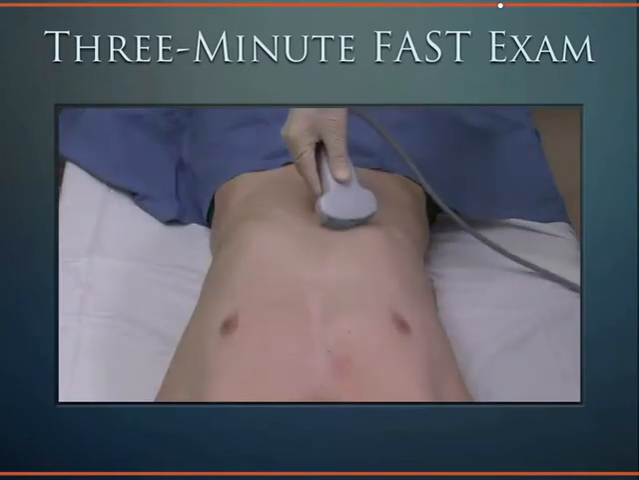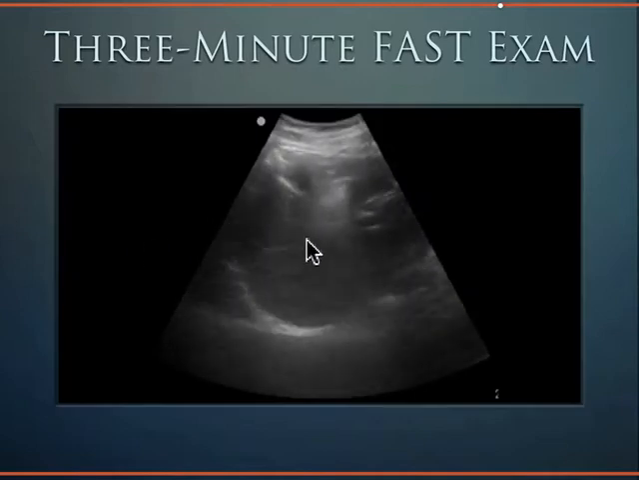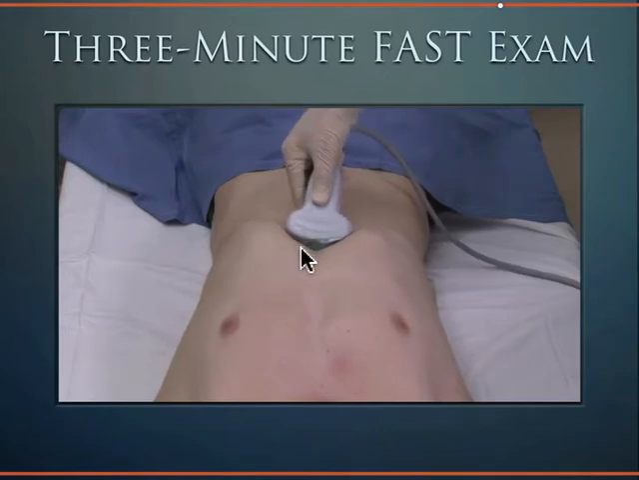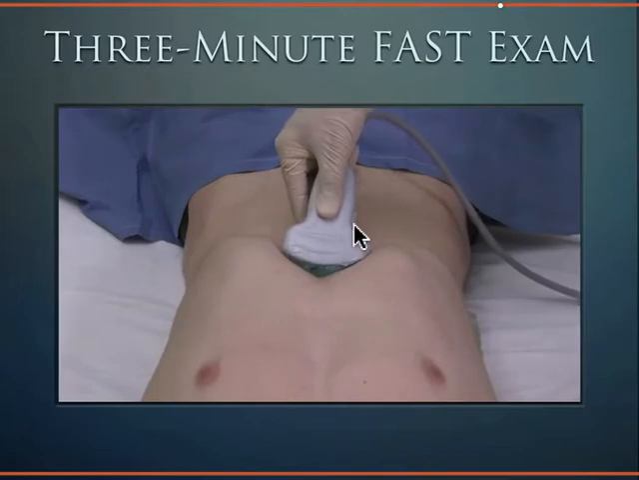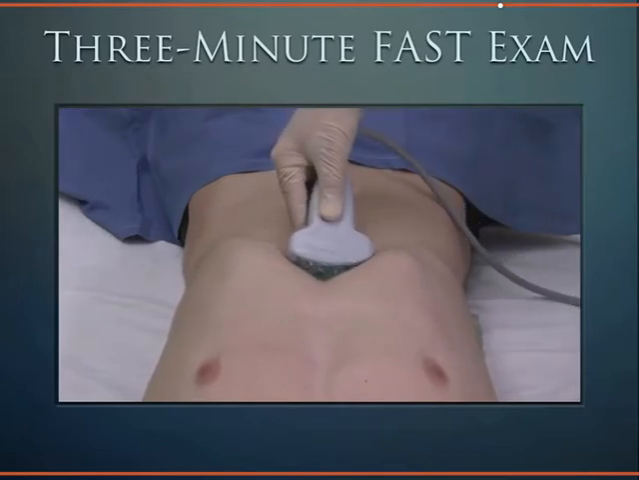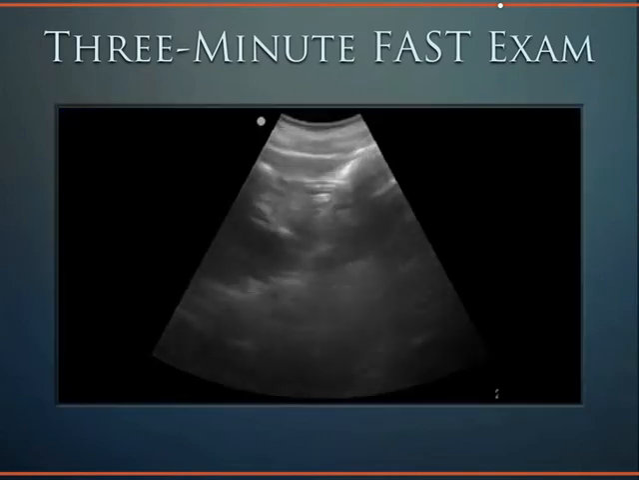The next window of the FAST exam is the subxiphoid view of the heart. Start at the liver and then use the liver as the window to visualize the heart. Start here at the liver and then slide all the way up into the subxiphoid notch. Ensure that the indicator is towards the patient's right and the cable exits the bottom of your hand. Fan the transducer and apply more pressure as the patient takes a deep breath.